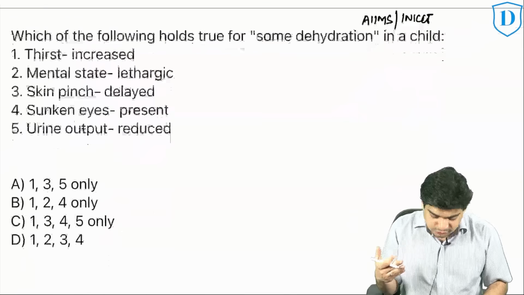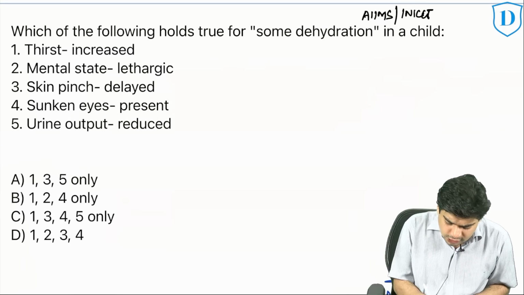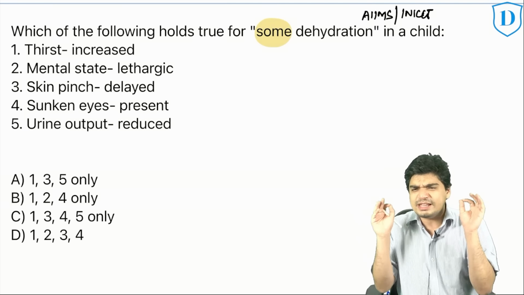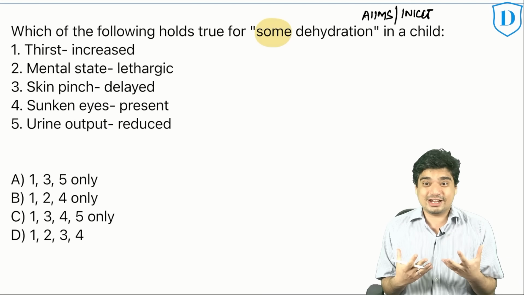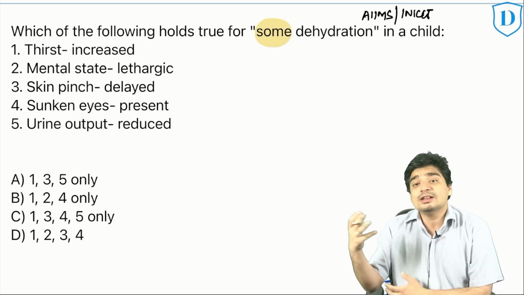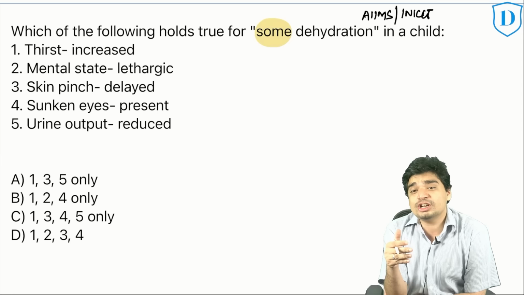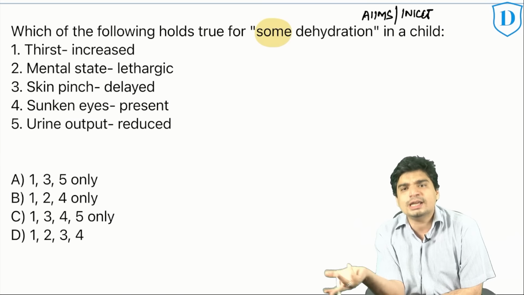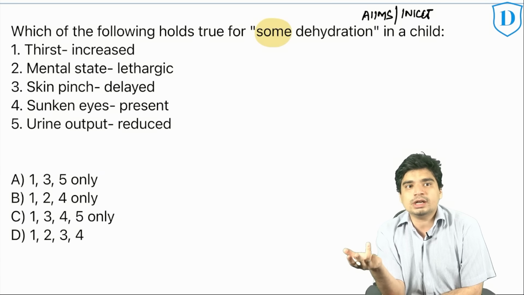Let's see another question of AIIMS and INICET. Which of the following holds true for some dehydration? So some and severe, I told you one major difference: in some dehydration the child is irritable. He wants more water. He is irritable because he is not getting any water. Severe dehydration, the only thing worse than a crying child is a non-crying child. Child is lethargic. If he is lethargic, he can't take water. He is unable to drink water.